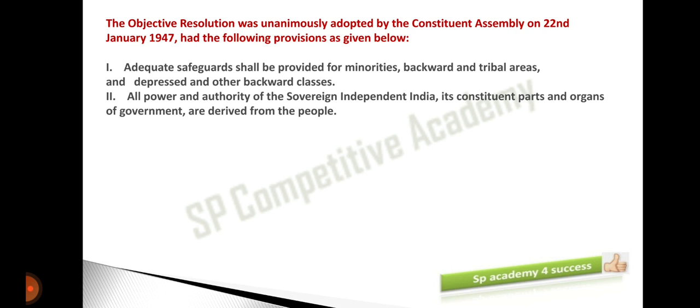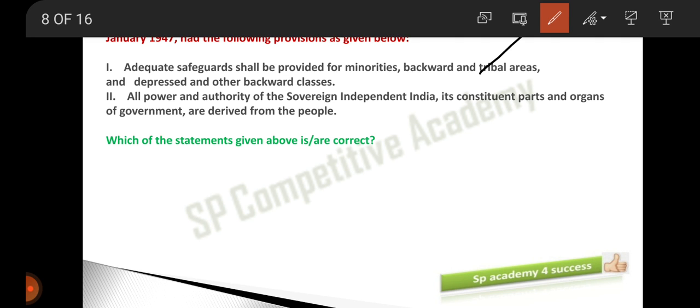Second point: all powers and authorities of the sovereign independent India, its constituent parts and the organs of government are derived from the people. So which of these statements are correct? Means which of these statements are there in the objectives resolution? Clear? I am repeating the question for you guys. The objectives resolution was accepted unanimously, no doubt in that. On which date was it accepted? 22nd January 1947. And here the question is, in this objectives resolution, which of these two points are mentioned? Are these two points mentioned or not? This you have to identify.